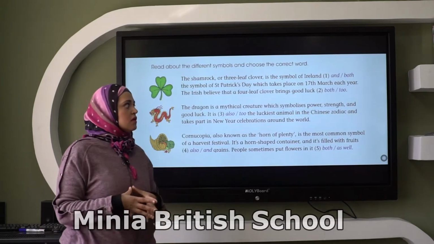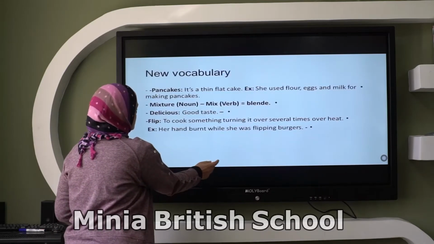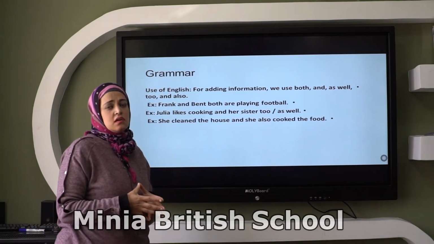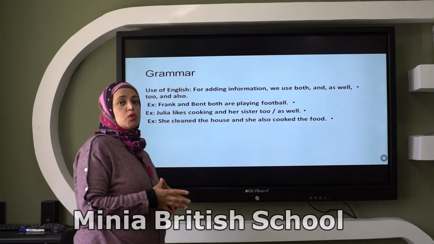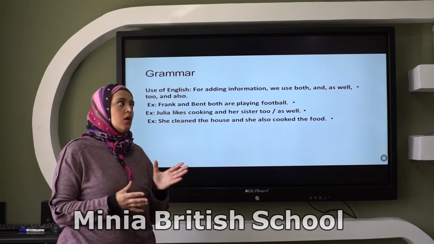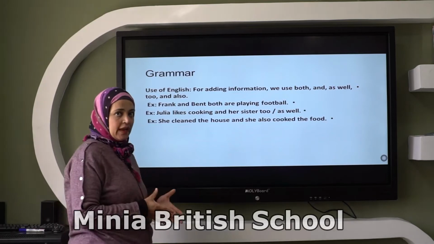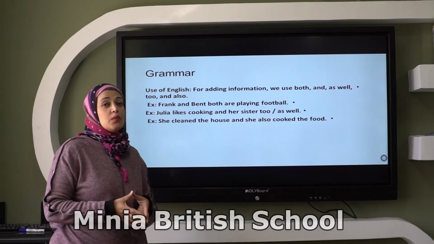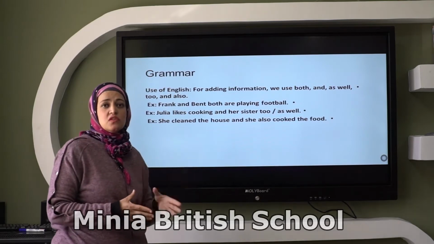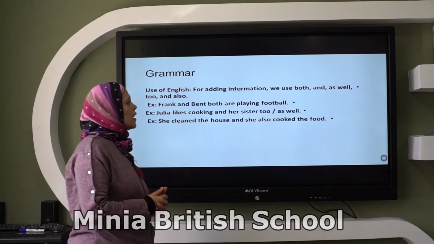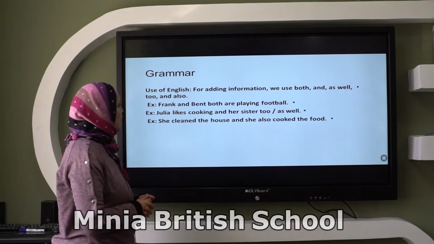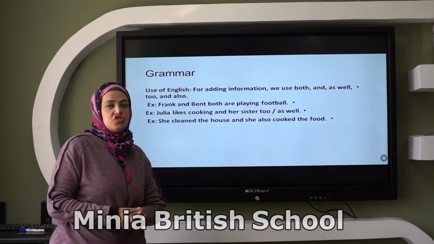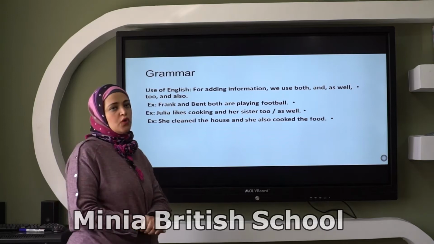Here we have this part. We have some new words, but before we explain this part, I have something to discuss with you. In this lesson, we have some words, and we use these words for adding information. How? We have some examples to explain for you. Before we start, what are these words? We have both, and while we were reading, you noticed that we mentioned these words highlighted in blue. So we use both, and, as well, too, and also. How we use them in the sentence and how they add a piece of information to my sentence, that's what we will know now.